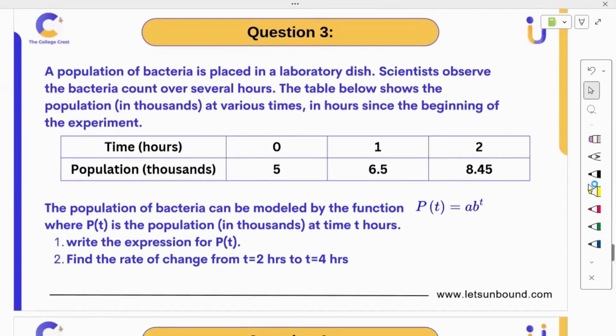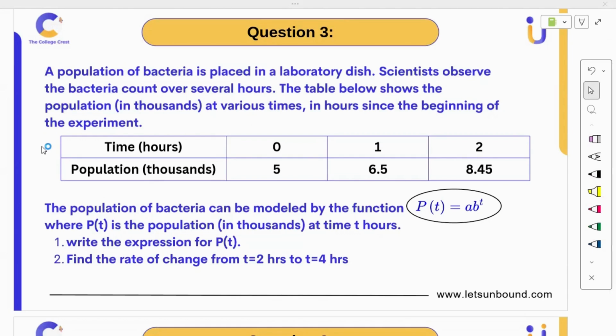The population of bacteria is placed in a laboratory dish. Scientists observe the bacteria count over several hours. The table shows the population at various times since the beginning of the experiment. The population of bacteria can be modeled by this exponential function, where P of t is the population in thousands at time t hours. Write an expression for P of t. Okay, I need this table.